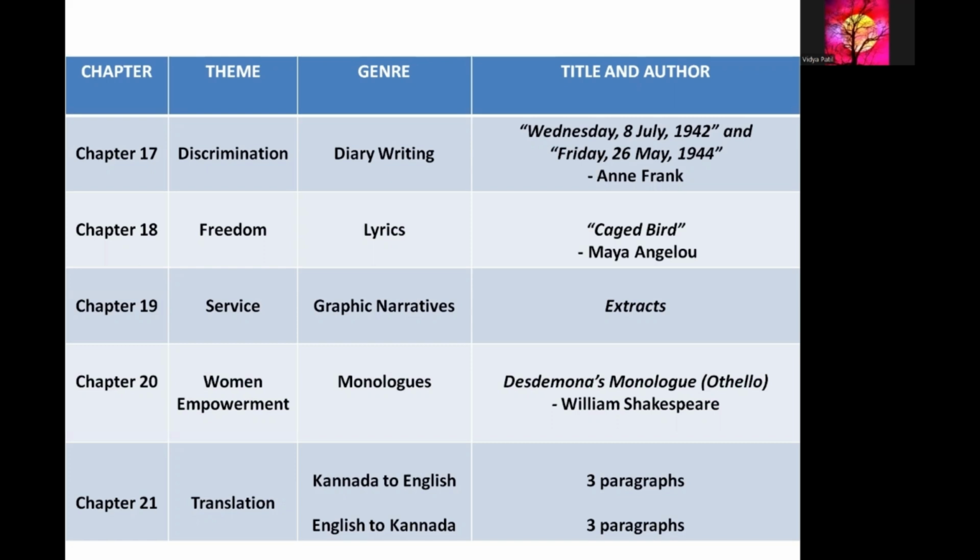The next chapter is an extract from William Shakespeare's famous tragic play, Othello. We will be trying to read and understand Desdemona's monologue. So, here, Desdemona, who is one of the main characters, is asking for help from Iago to win back her husband's love. So, we will try to understand the character of Desdemona through this monologue.